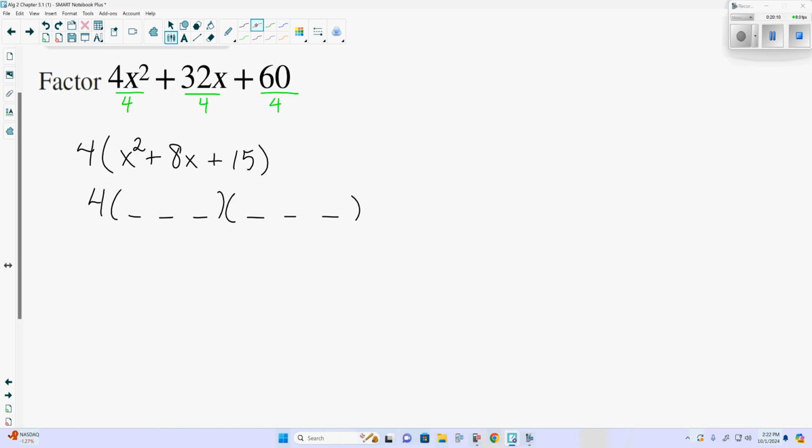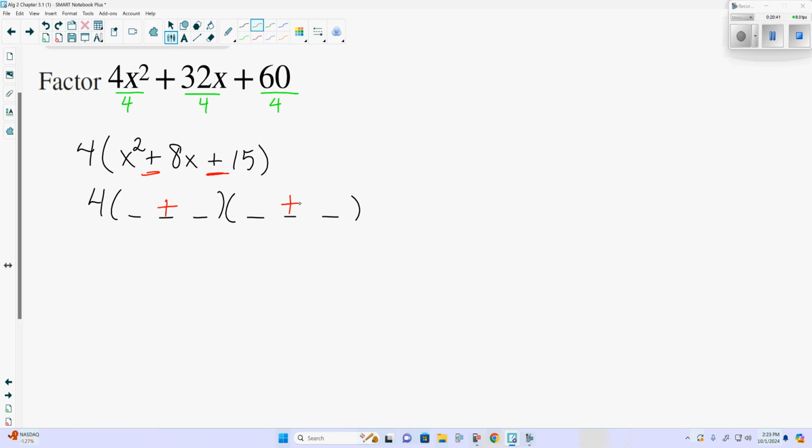All right, that takes care of steps 1 and 2. Step number 3 is to find the sign. If the third term is positive, the signs are the same and match the sign of the middle term. If the third term is negative, the signs are opposite. What's the sign of our third term? Positive. So the signs are the same, and they match the sign of the middle term, which is positive. So both of our signs are positive, or plus and plus.